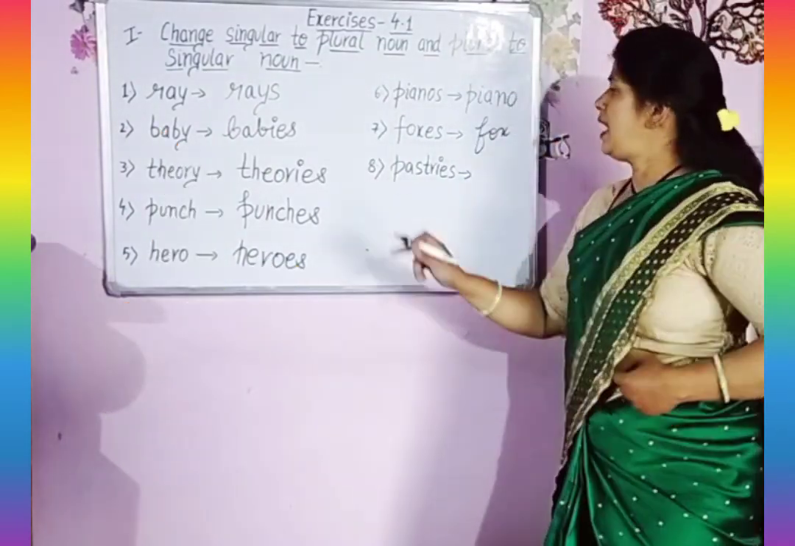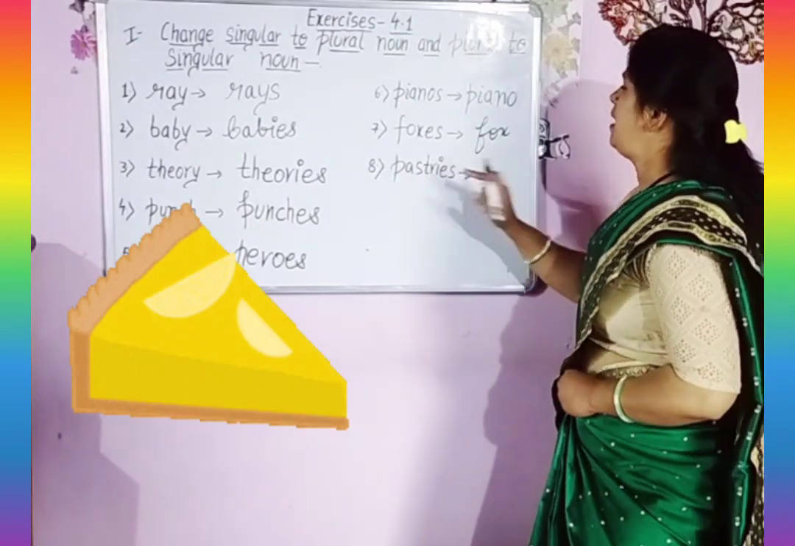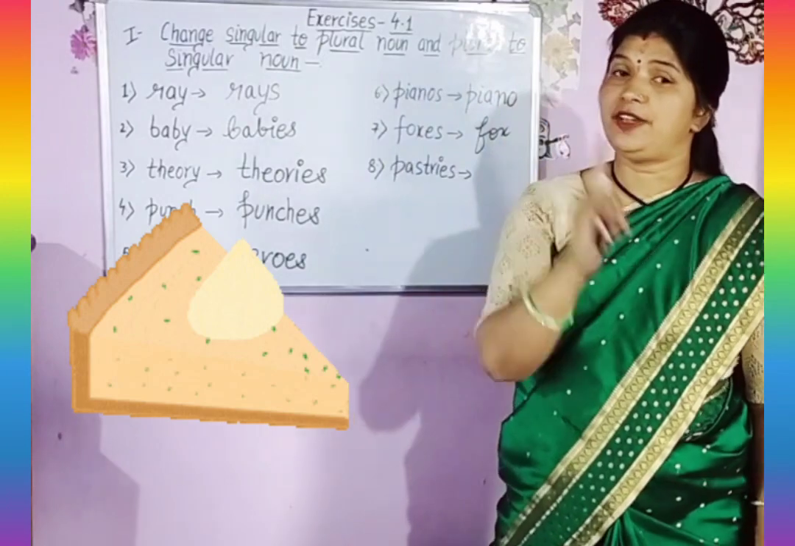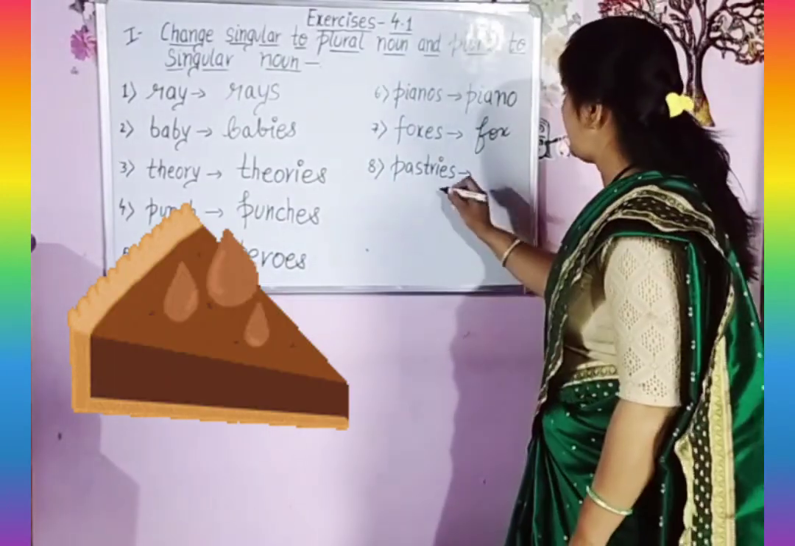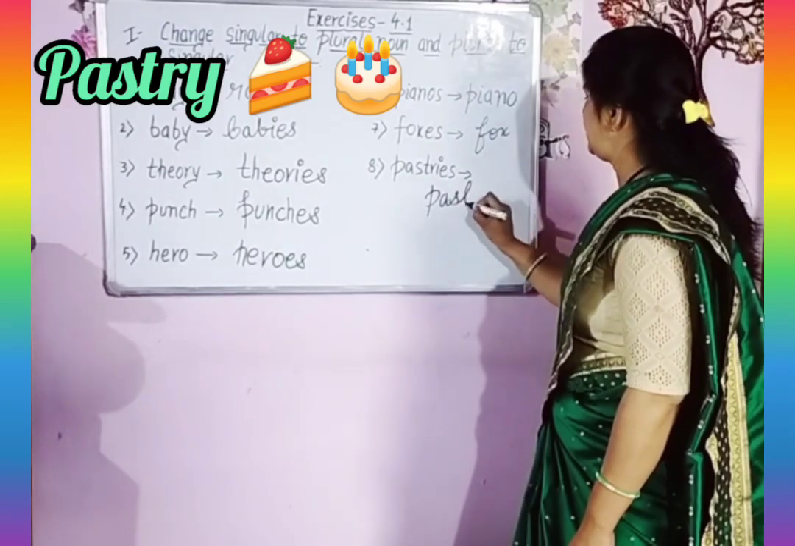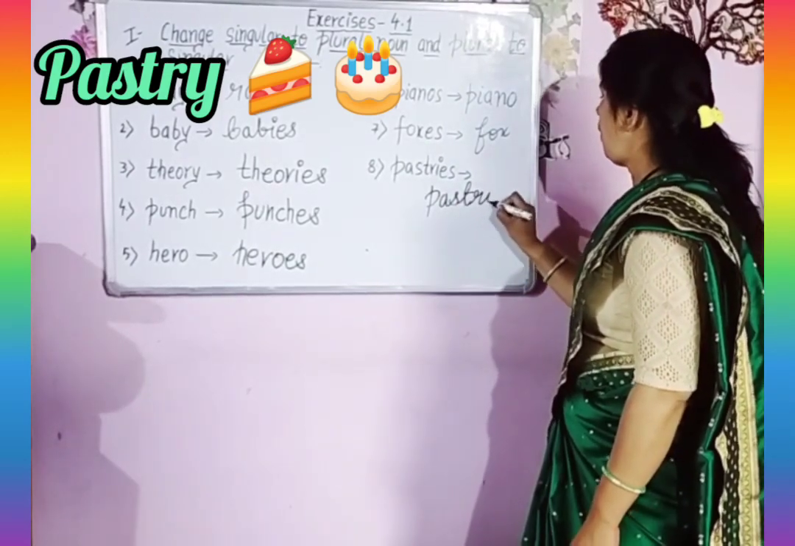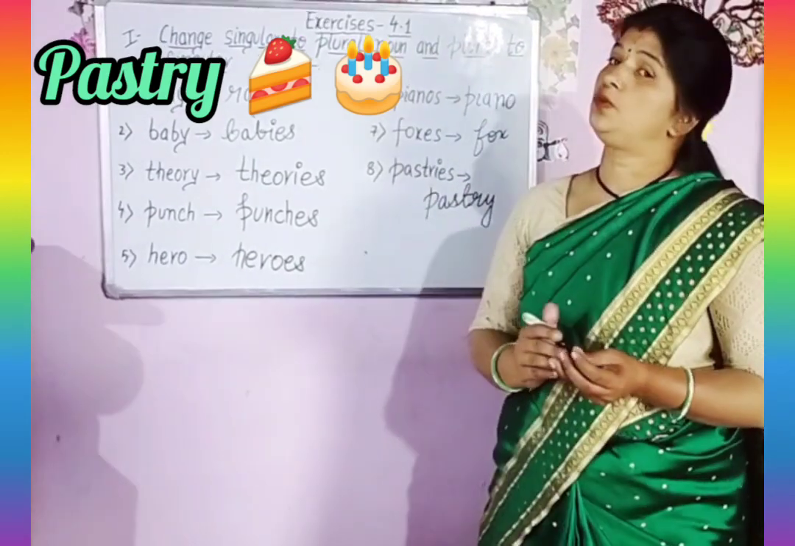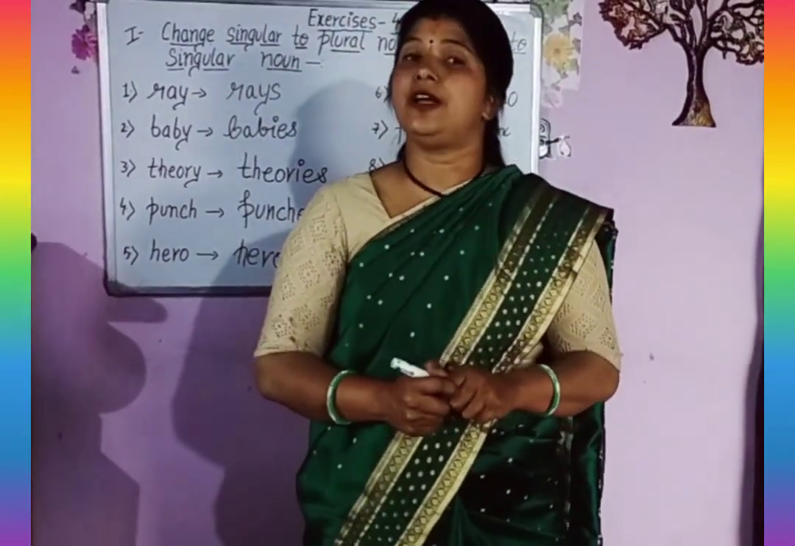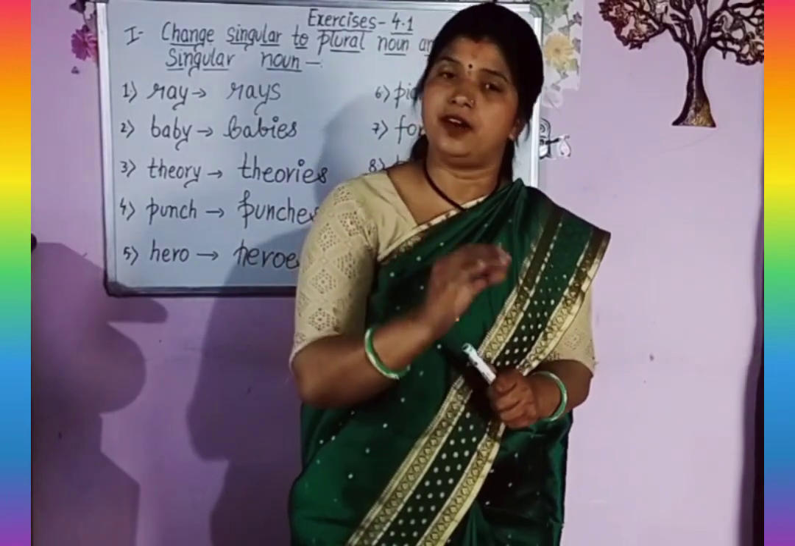Right. Now similarly, the eighth one is pastries. Many pastries are there, and when we are talking about one, it will become pastry. The spelling of pastry is P-A-S-T-R-Y.